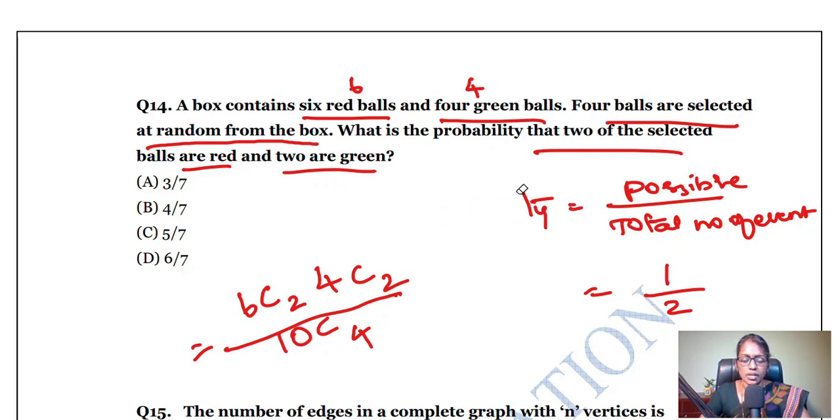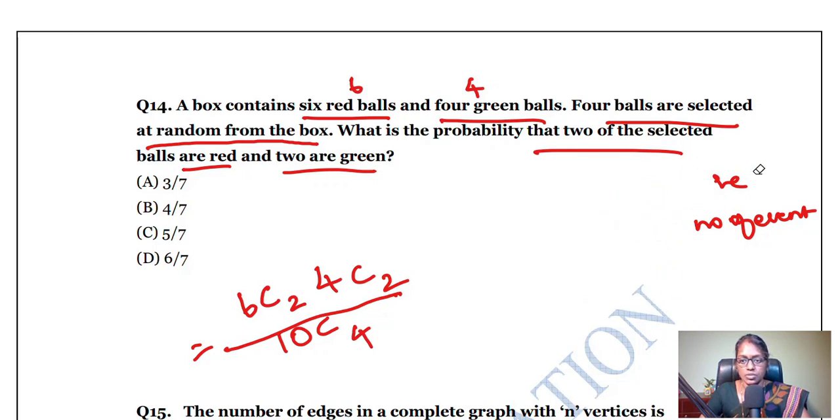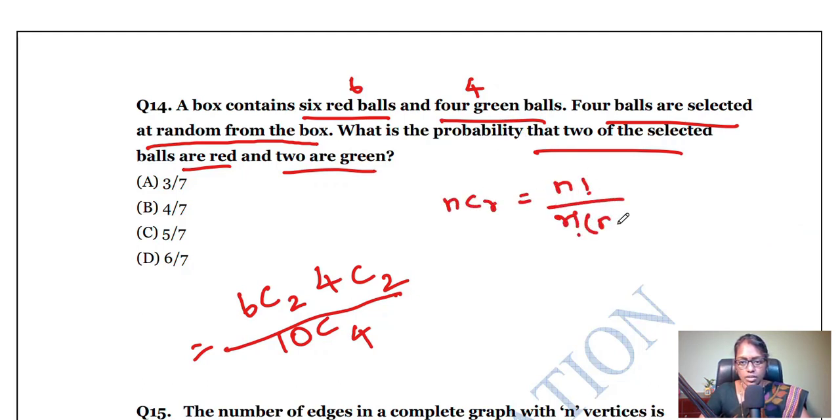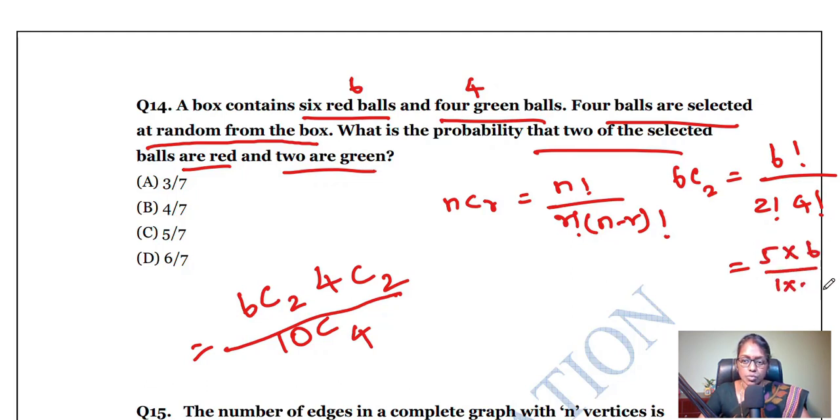What is nCr? n factorial divided by r factorial into (n minus r) factorial. That is the formula we have to apply here. So first I am finding 6C2, which equals 6 factorial divided by 2 factorial into 4 factorial. 4 factorial will cancel, so 5 into 6 divided by 1 into 2, which becomes 15. So 6C2 is 15.